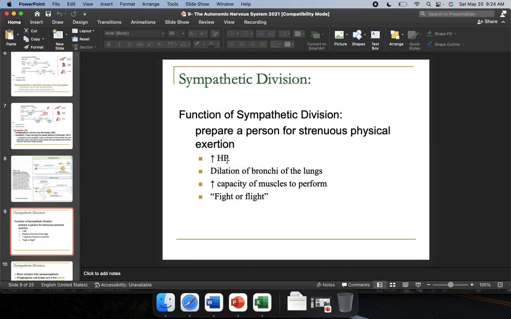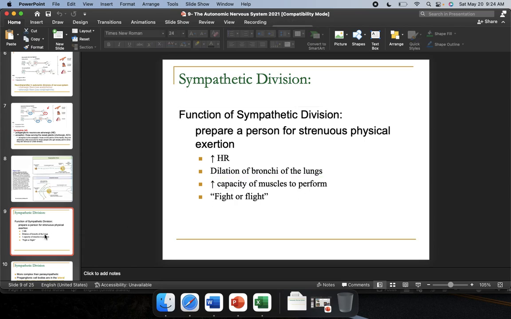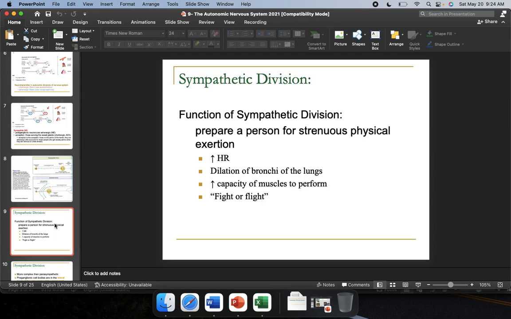So the function: increase heart rate. We need to start breathing faster, get more air into the lung, increase capacity of muscles. So these affect these, but we're also going to have inhibitory portions of the sympathetic like I mentioned, at the bladder. This is not the time to be thinking about needing to urinate, right? This is a fight or flight instance, and that needs to be pushed on to later.